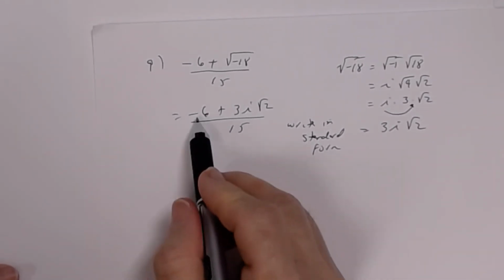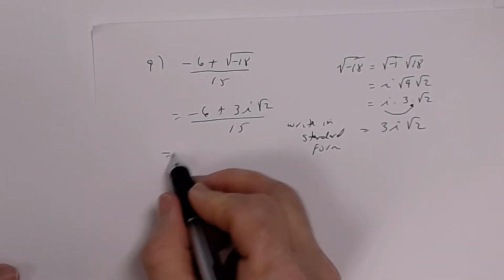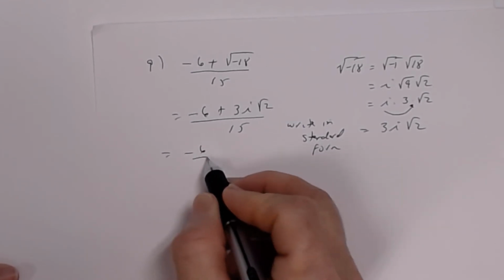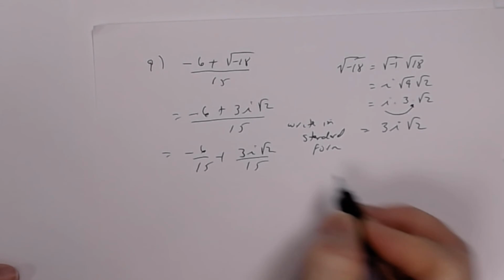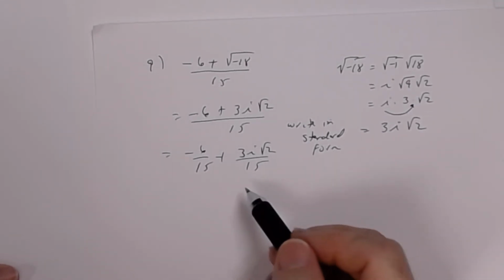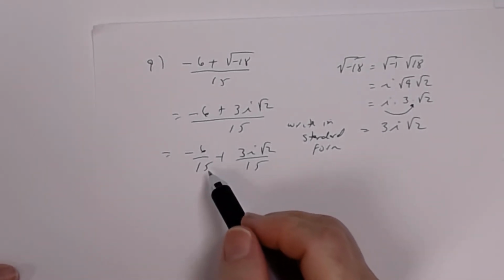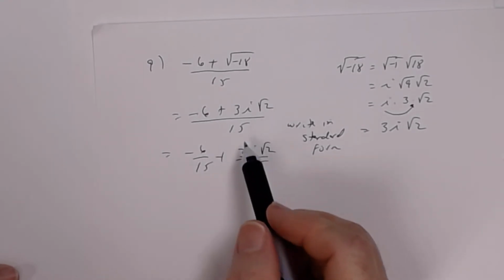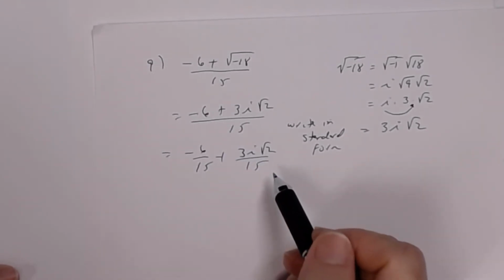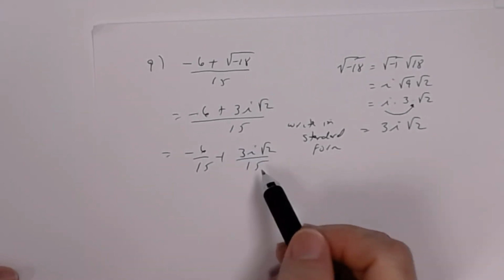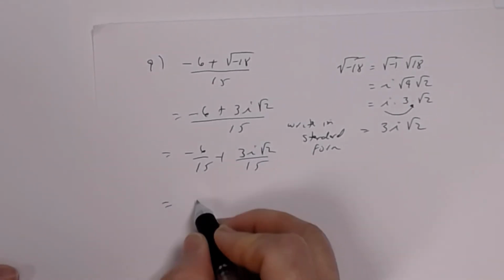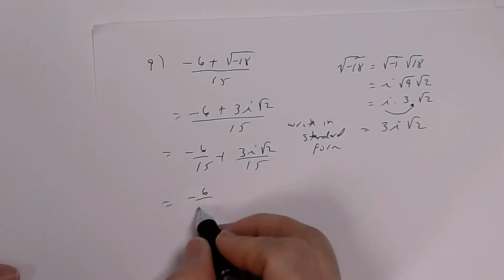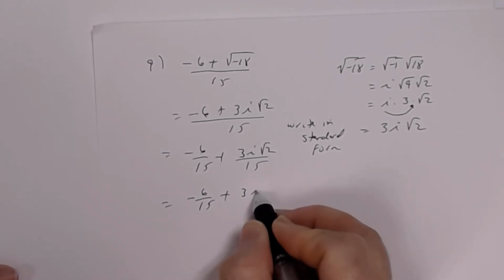So I've got to rewrite this as two separate fractions. So I get negative 6 divided by 15 plus 3i square root of 2 divided by 15. Okay? But I can simplify this. So if you can simplify it further, you need to do that. Okay? So if you left it like this, you would get most of your points, but you wouldn't get all of it because you didn't simplify each part. So let me go ahead and rewrite what we have.